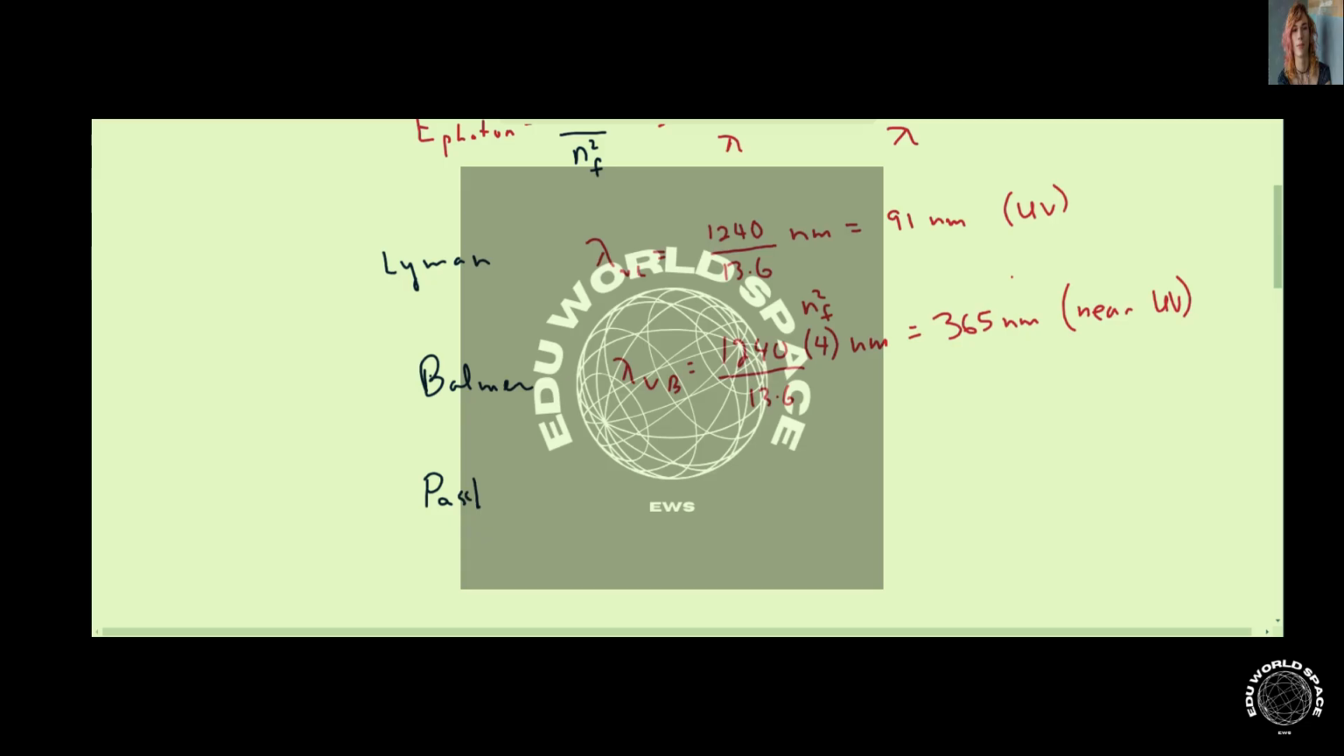Paschen. Let me spell Paschen correctly. So that would be 1240 over 13.6. n final is 9, n final squared. And that is 820 nanometers, which is relatively near infrared.